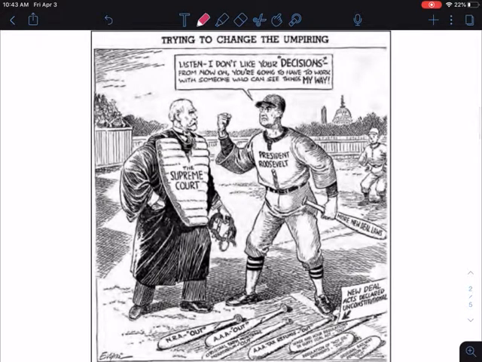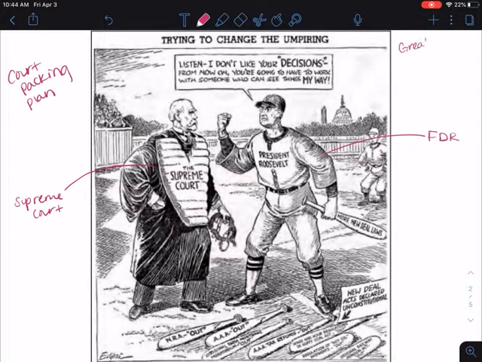Okay, so who do we have here? We've got FDR, we've got the Supreme Court, and what automatically should come to mind? Court packing plan. Now, let's think about it. When did the court packing plan happen? Well, it happens during the Great Depression.